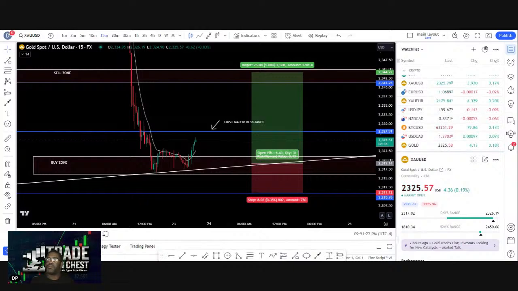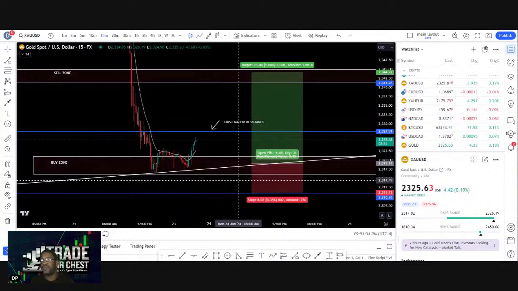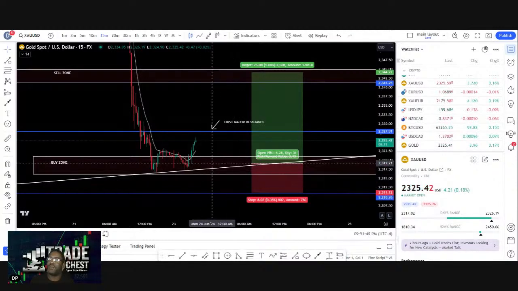Y'all can see we're approaching 75 pips on the play. The 5 positions I have, you can do the math. 75 times 5, easy. 375 pips in that short period of time. And that's how we kill the market, y'all.